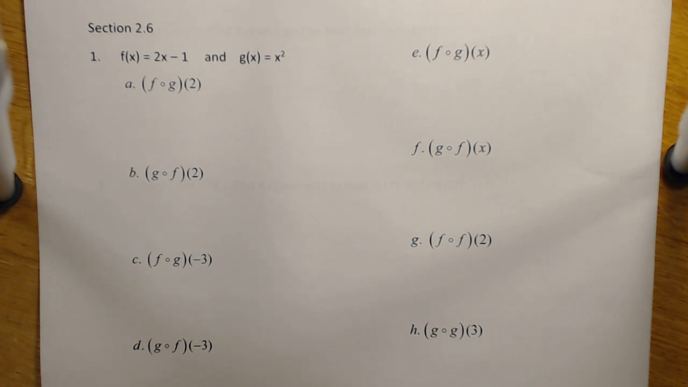Section 2.6, we're going to look at composition of functions. You should have already gone through the other operations: addition, subtraction, multiplication, and division. But now we look at composition of two functions. That's what the small circle represents.